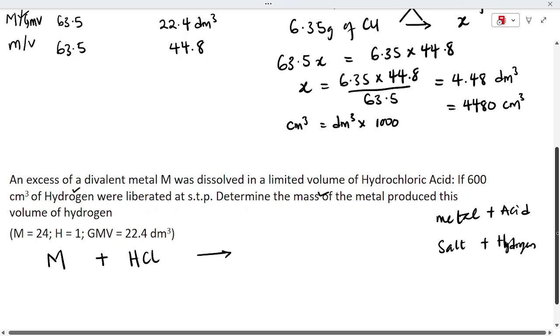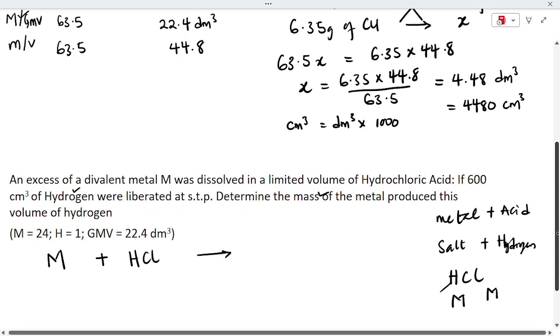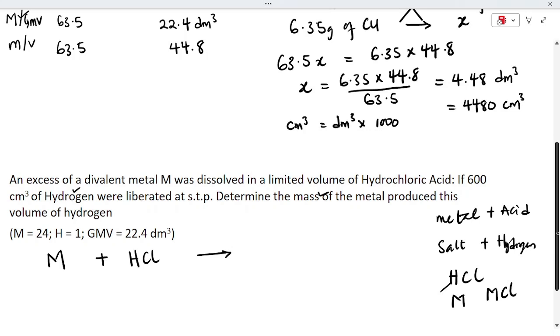Always your two products. Now, how do you get the salt? It is simply the metal pushing out hydrogen from the acid. So if you have M, it means M would displace hydrogen. And then M obviously is going to be standing with Cl. However, you have to be careful in this case to get the proper formula of the salt.